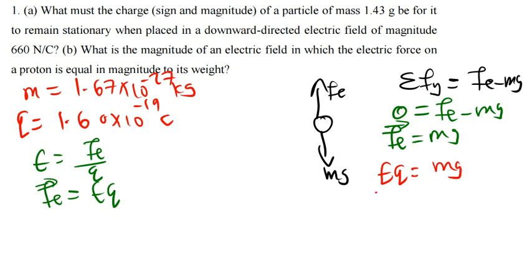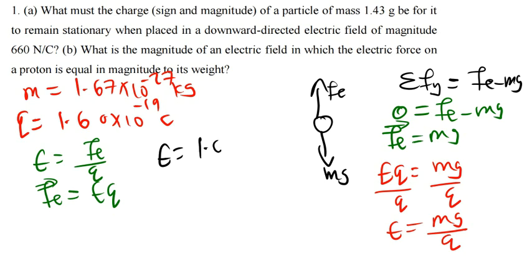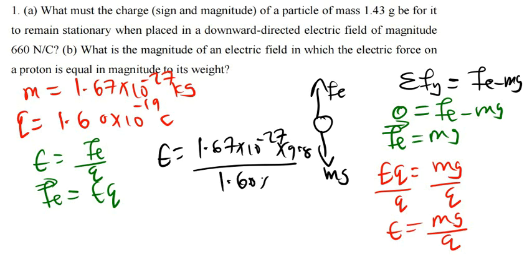Our goal is to find the electric field. We divide it by this, so this will be equal to mg divided by Q. Now we have everything here, guys. So this will be equal to, the mass is 1.67 times 10 to the power 27 times 9.8, divided by the charge, 1.60 times 10 to the power negative 19.